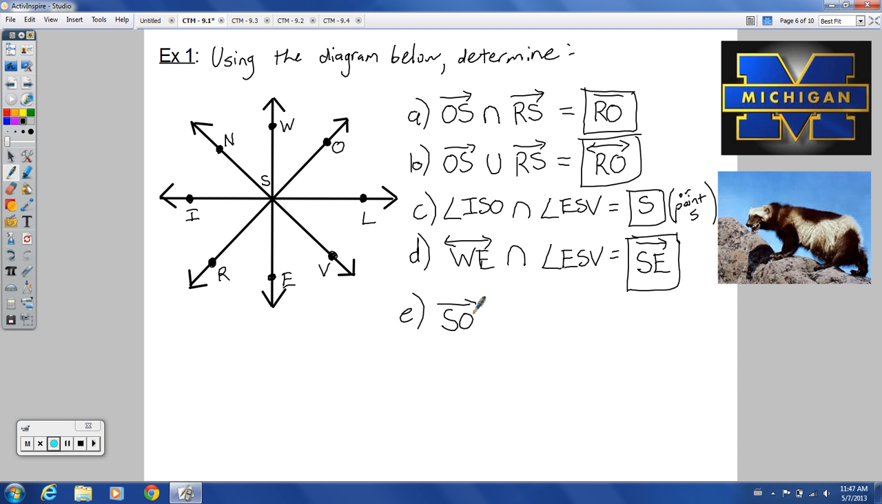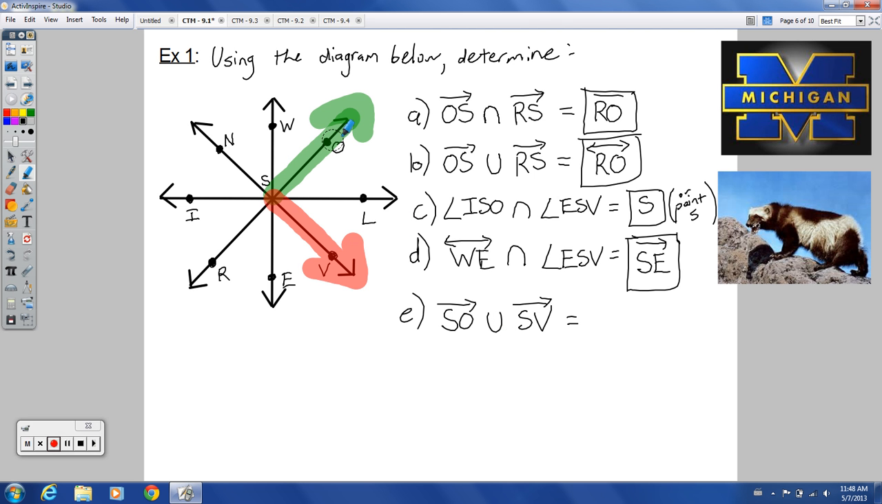And then you have SO, ray SO, and ray SV. I'm going to say the union of those two things. What would that equal? So let's take our highlighter again. Here's SO right here. Still want to use the green to start though. So SO and SV. Their intersection would be right here, just that point, but this is talking union, so it's in either one.